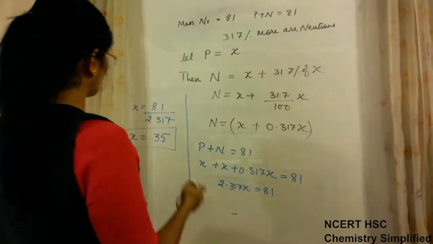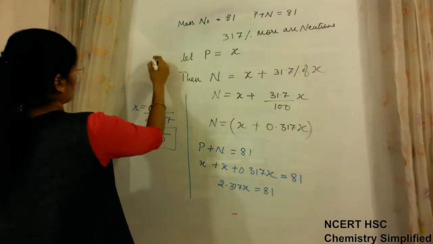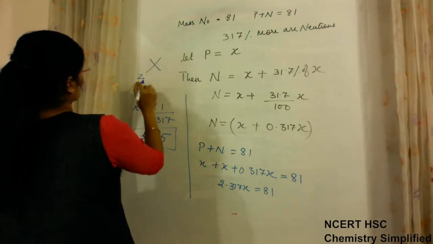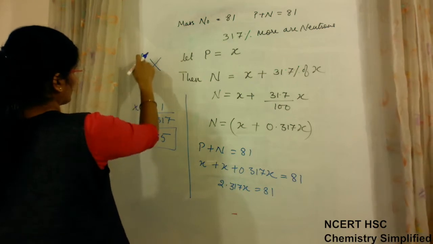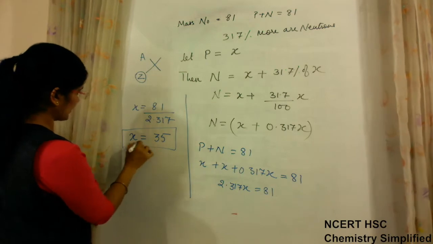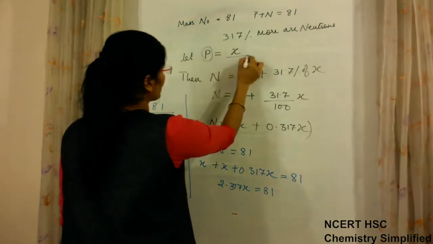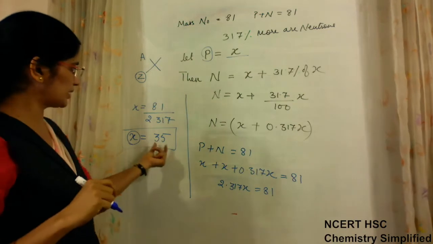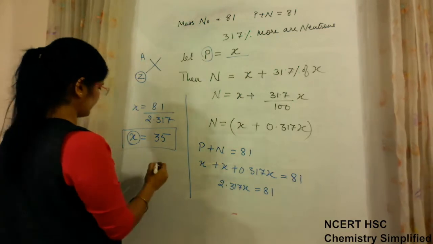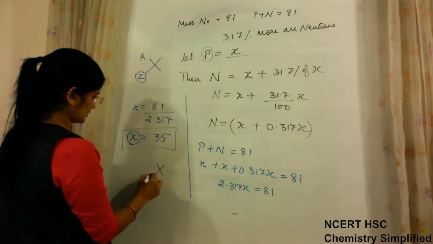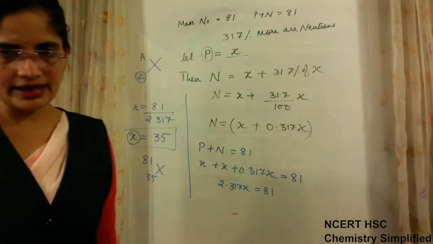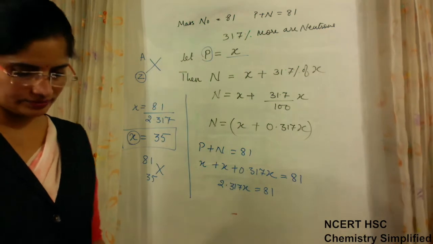Okay, so the element is capital X with Z and A. Z is atomic number, A is atomic mass. So its atomic number is X, because proton number indicates the atomic number. So X is 35, that means the atomic number of the particular element is 35. So it will be X 35 81. Okay, so that element with atomic number 35 is bromine.